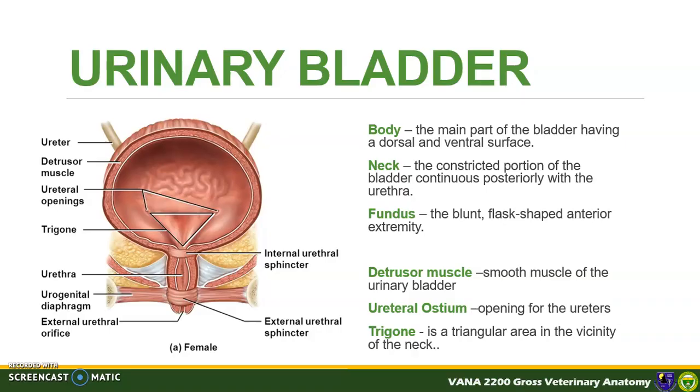You can also have the detrusor muscle. These are the unique smooth muscles of the urinary bladder. The detrusor muscle remains relaxed to allow the bladder to store urine and contracts during urination to release the urine. The urethral ostium is the paired openings for the ureters, while the trigone is a triangular area in the vicinity of the neck. This is the part of the urinary bladder that is sensitive to pressure.